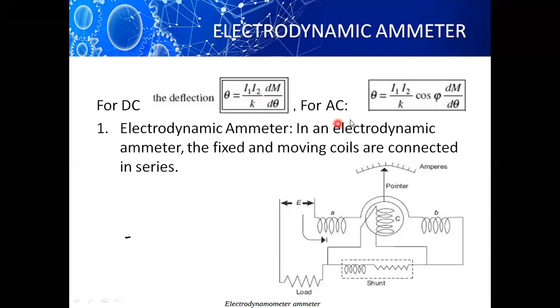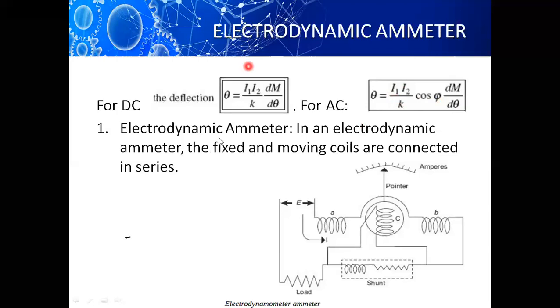Now for AC, there will be some phase difference between the quantities. Hence it is written that, if phi is the phase difference between the two quantities, angle of deflection is given by I1 I2 by K into cos phi dM by d theta. So this phi is the phase angle difference between the two quantities I1 and I2.